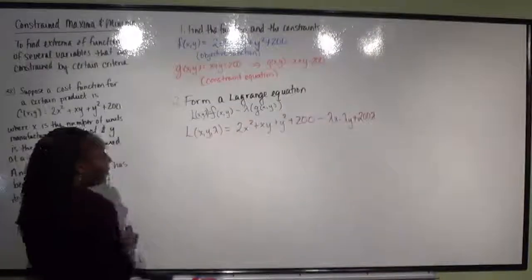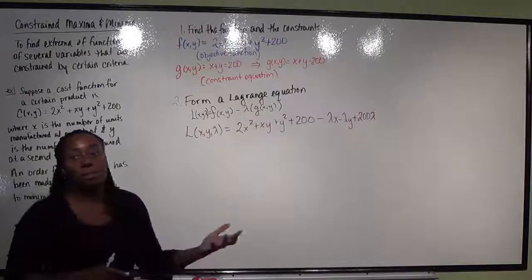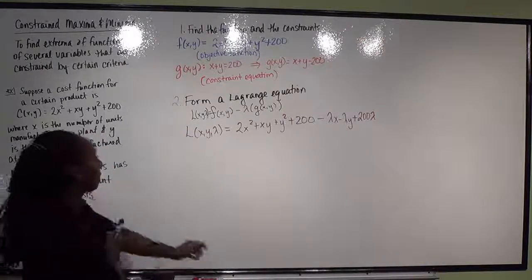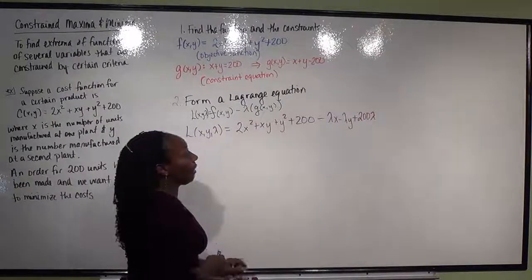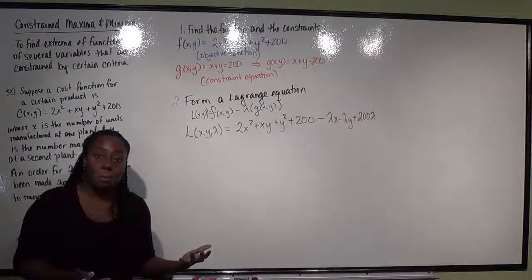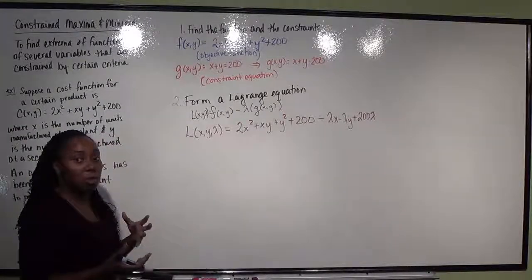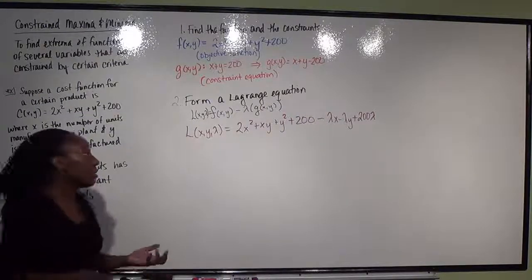Okay, and some people don't like the lambda because it looks like 2's. That's why I said you can use any variable you like. Okay, once I have my Lagrange equation, here's where our partial derivatives come in. Okay, so very similarly to how we started our Hessian, I'm going to take my first order partials.